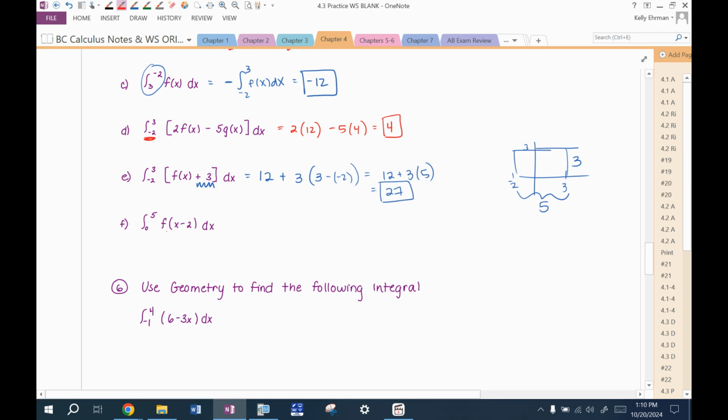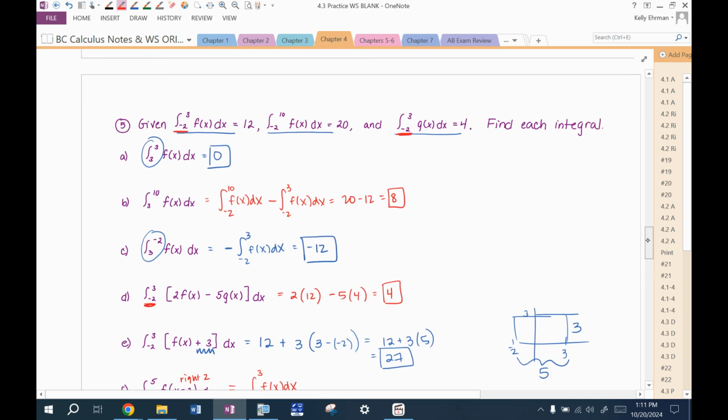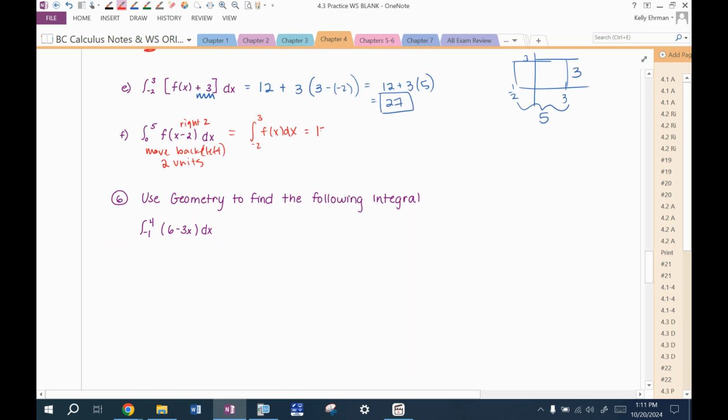Okay, and then 0 to 5. Remember what this means? This is a shift to the right, 2. But we want to send it back to where it was. So move back, or left, 2 units. So if I do that, from 0, go back 2, you're at negative 2. From 5, go back 2, you're at 3. Now you're only at f of x dx instead of the shifted right version of that. And that area, is it 12? Yes, that area is 12.